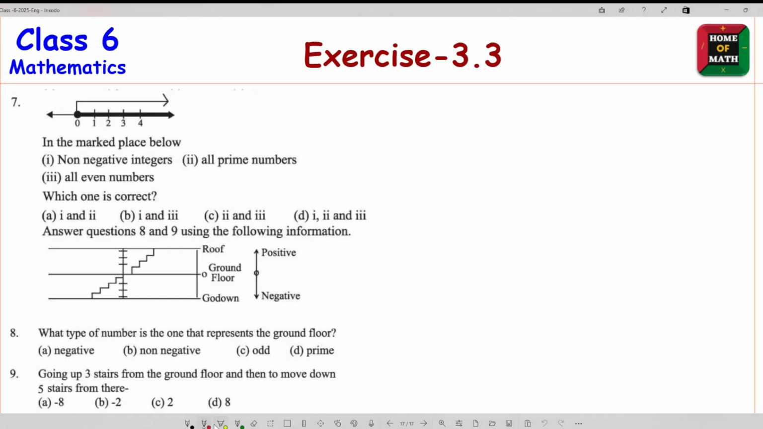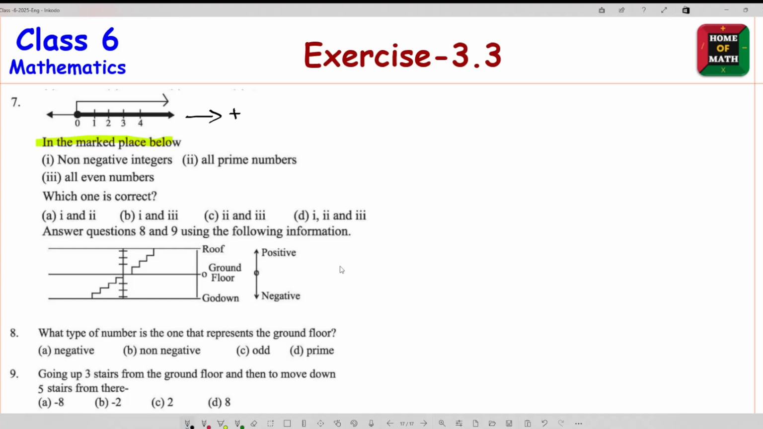Number 7, you have to think very carefully. Here in the marketplace below, here is 0 and the arrow is on the right side. It means plus. So what does it mean?